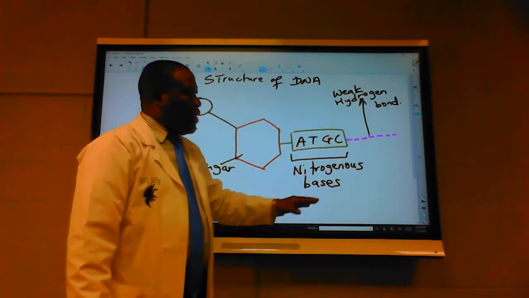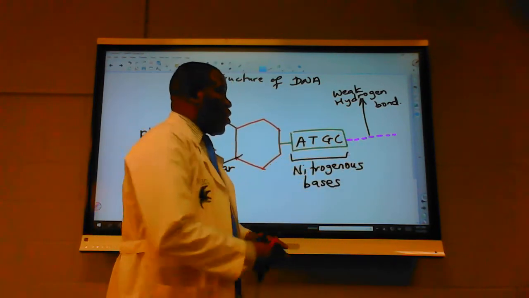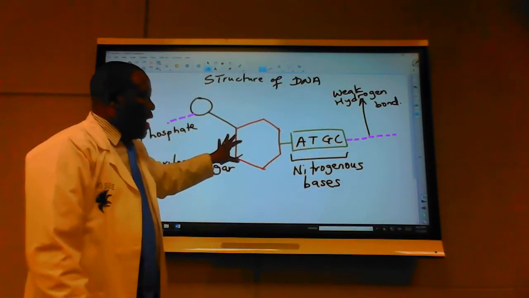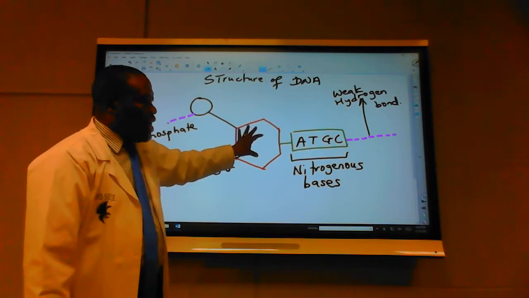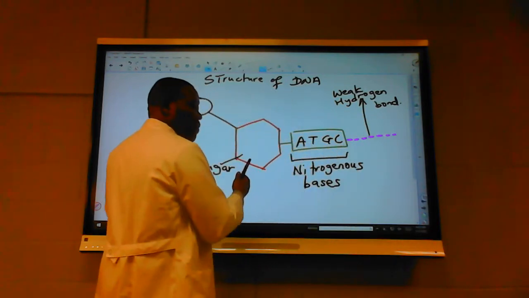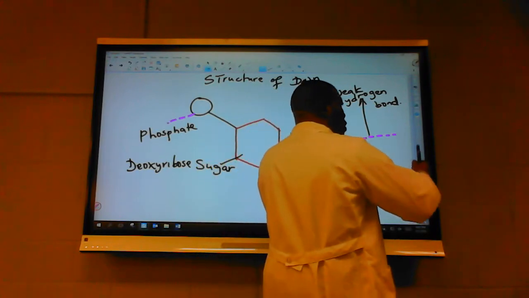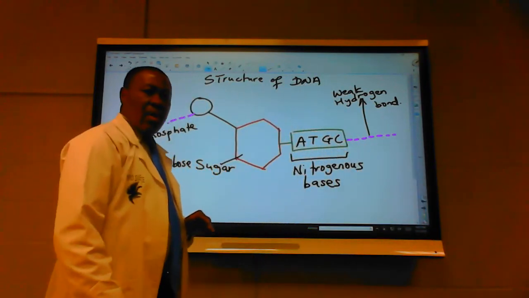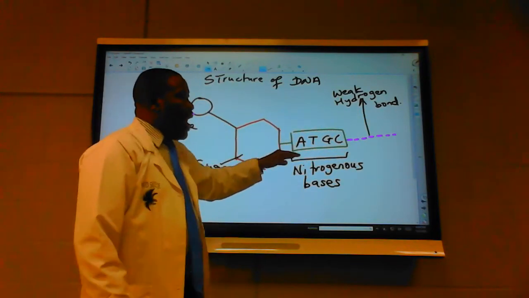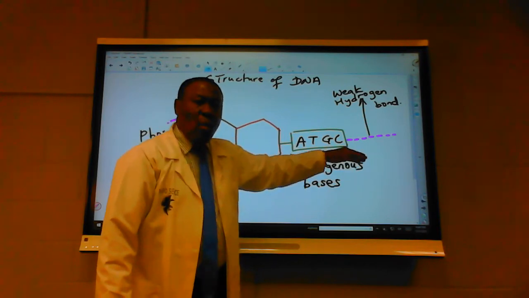That's the reason why this hydrogen bond is weak and not strong. Because on the other side of this DNA molecule is a replica of what you see on the left side. So there is a right side and there is a left side. What you see on the left side is a replica of what you will see on the right side. And the left side and the right side are held together by this weak hydrogen bond. But why is it weak?